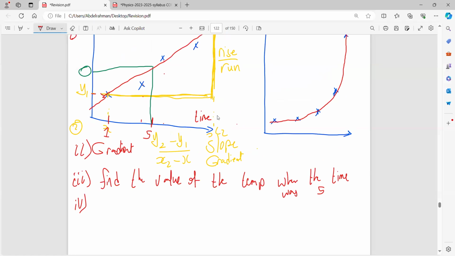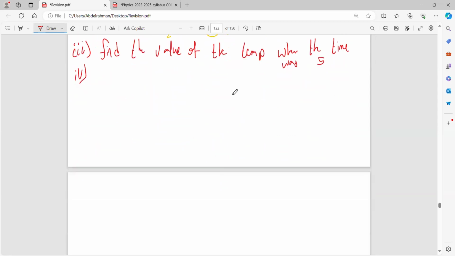What was the temperature at time 0? So in this case you need to extend the graph. You need to extrapolate the graph. Sometimes it's called extrapolation. You need to extend the graph all the way until it reaches the y-axis, until you find the y-intercept. This y-intercept would be the initial temperature. So you need to find the initial temperature by extending the line until it reaches the y-axis.